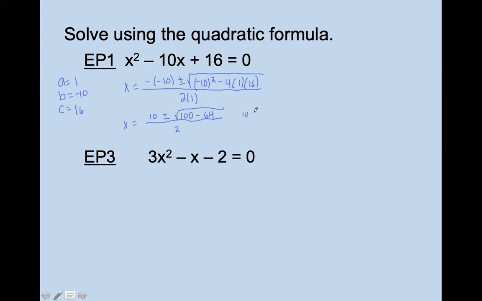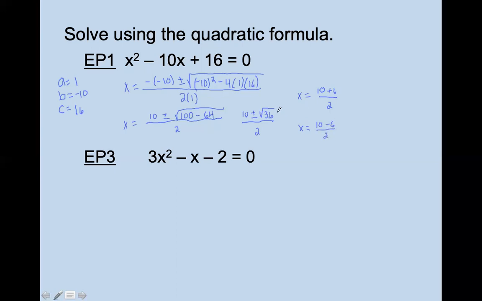So I do 10 plus or minus the square root of, and if you do 100 minus 64, you get 36, all over 2. All right, this is kind of like that warm-up problem. Square root of 36 is 6. So my x values are: x equals 10 plus 6 divided by 2 is one of my answers. And I'm going to have x equals 10 minus 6 divided by 2.